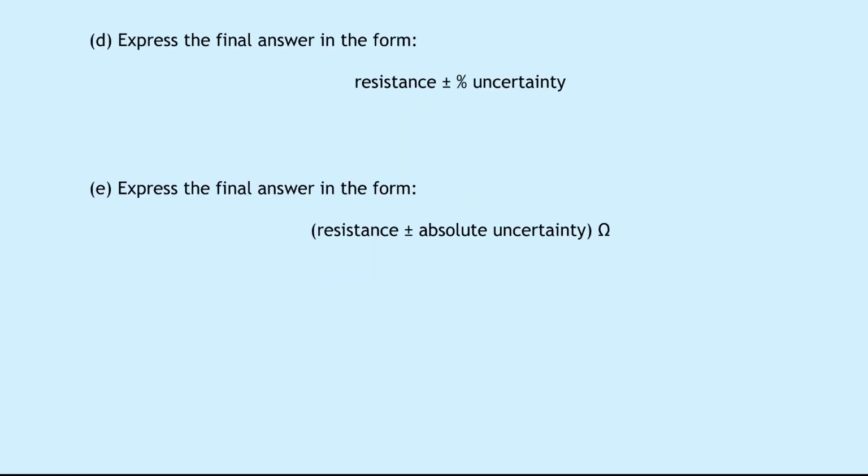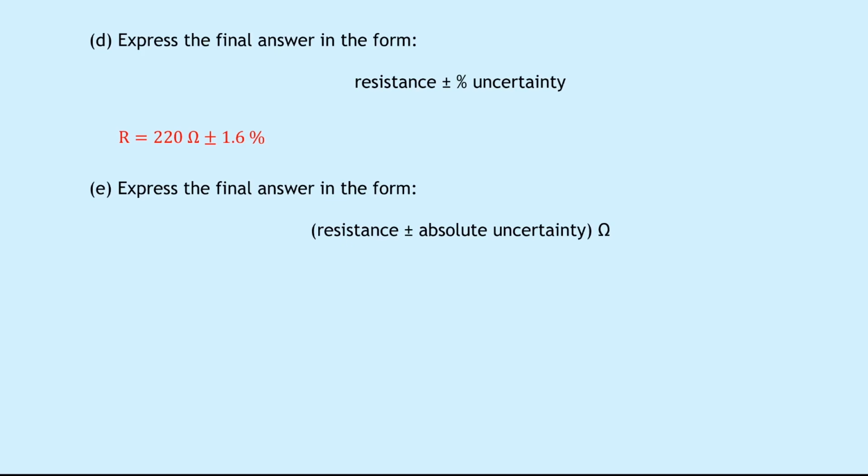Part D says to express the final answer in the form of resistance plus or minus percentage uncertainty. So if we do that, we have our 220 ohms plus or minus 1.6%. And notice how we've not used brackets here, because we've not got the ohms units for the percentage, because a percentage is just a percentage, it's not in ohms.